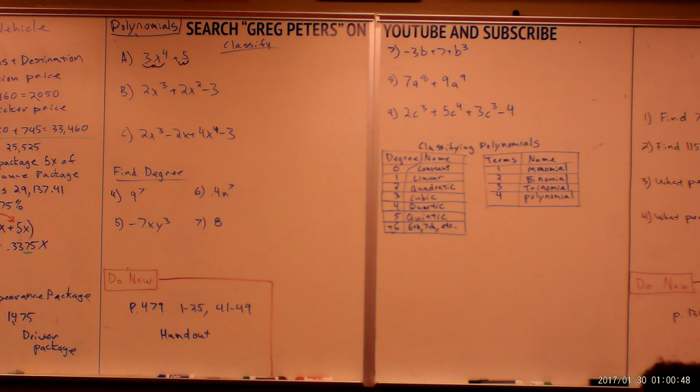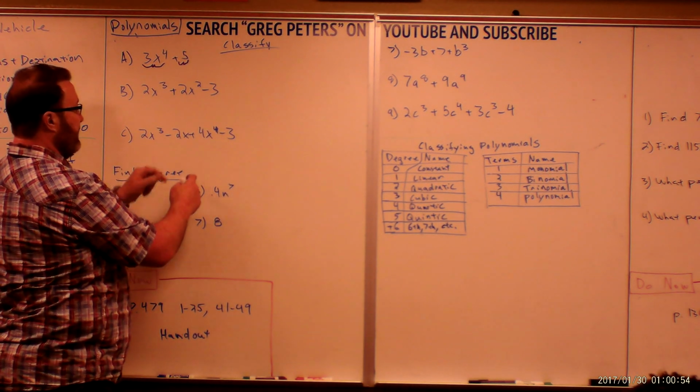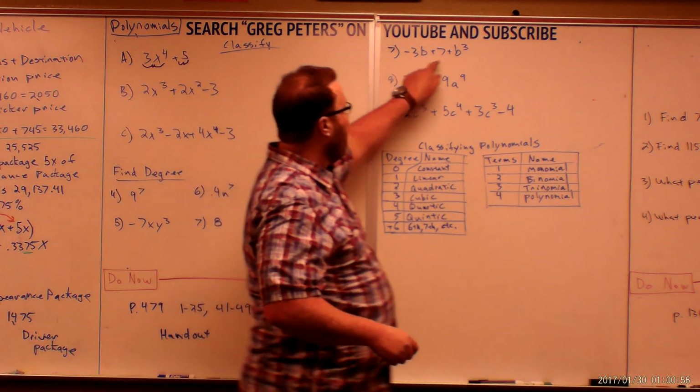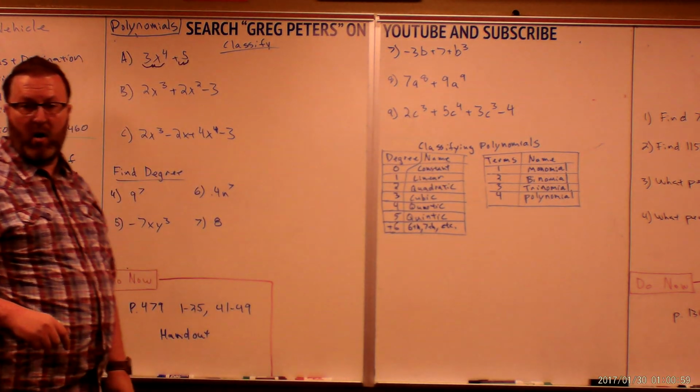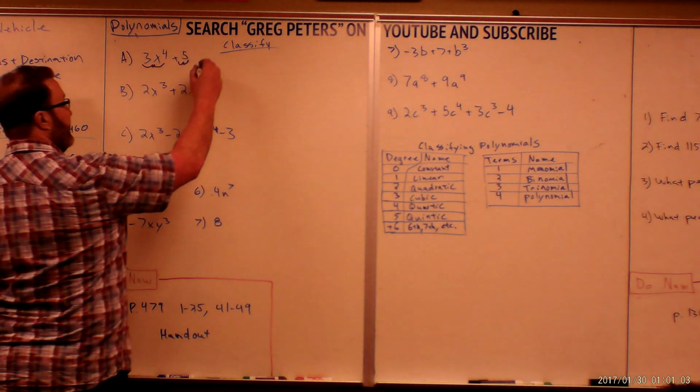Okay, so we have two terms in here. How we know the difference between terms is plus and minus. Plus and minus, minus, minus, plus, plus, plus. Okay? That's how we know. Now we have to figure out the degree, right? We know this has two terms.